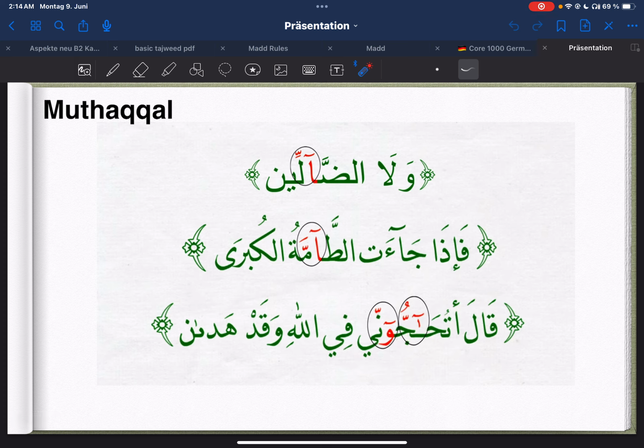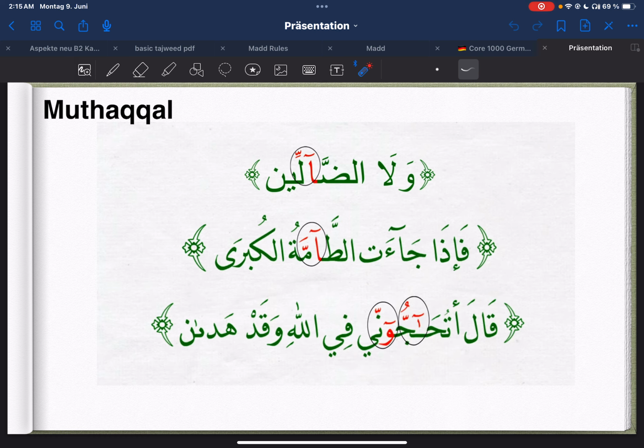Again, more examples: ولا الضالين. We have mad lazim again, and in the same word we have two mad lazim: the symbol of mad and then shadda, the symbol of mad and then shadda. This is called mad lazim مثقل. If after the symbol of mad we have sukun, then it's called mad lazim kalimi مخفف. This is the topic of the next slide.